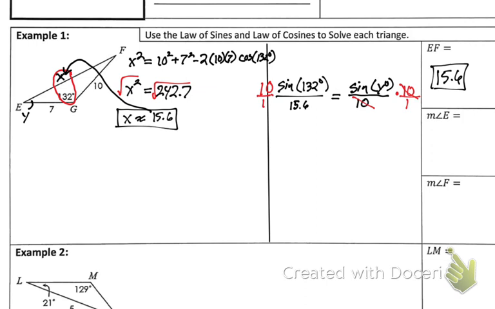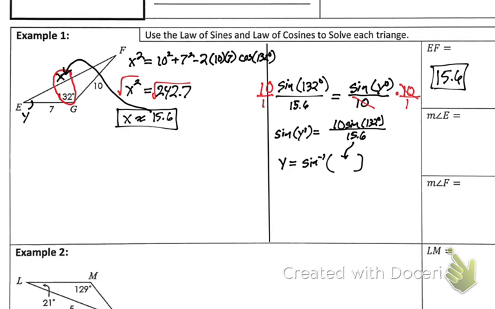You don't always have to cross multiply. If you just want to get rid of the denominator, this obviously doesn't work if this was an x in here, but if you have a number here, you can always just multiply by that number, giving you sine of y equals 10 times sine of 132 over 15.6. How do I move sine to the other side? I use the sine inverse. So I'll take the sine inverse of both sides, giving me y equals the sine inverse of, now there's no reason to rewrite this. I'm just going to say all of that.